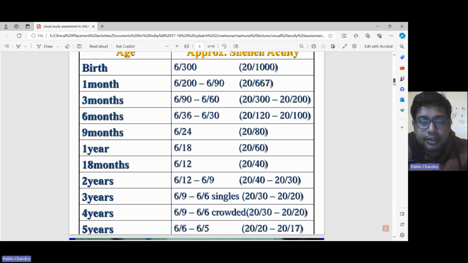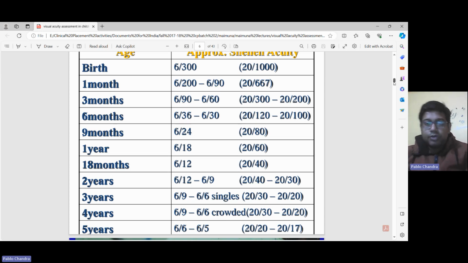During this period in the chart, as you can see, if there is any pathology or any eye problem occurring and you are not treating it, you are not evaluating it, then the total development of this vision, normal vision from 6 by 300 to 6 by 6, will get hampered, and the children will be visually handicapped.